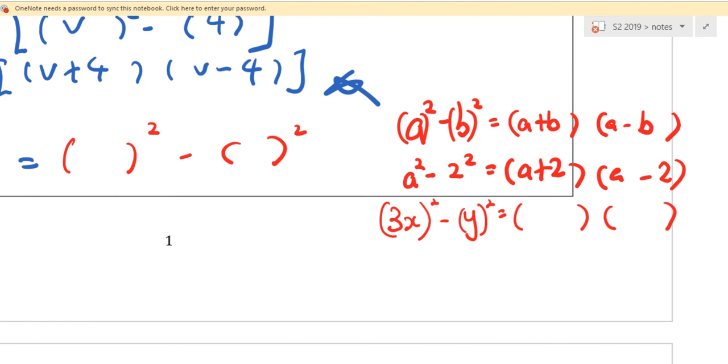Haven't, right? Never mind, you can read on the spot. The lyrics is 3x and y, right? So something plus something, something minus something. What will you write? 3x plus y. So you can write 3x plus y. Then 3x minus y. Can follow the song? Now, one more song.